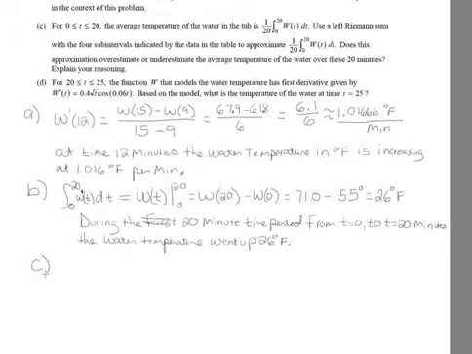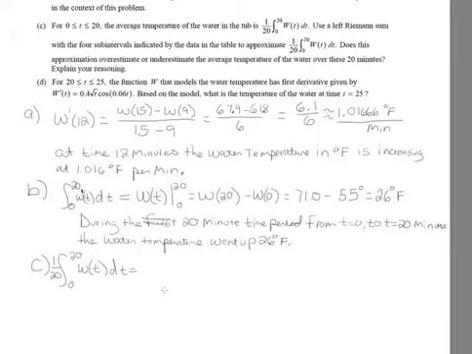Alright, use for 0 to 20, the average temperature is found by adding up all the temperatures, so the integral from 0 to 20 of W of t. So that adds them all up, and then we divide by 20, or multiply by 1/20th to average it out. Is this an overestimate or an underestimate? And explain your reasoning.